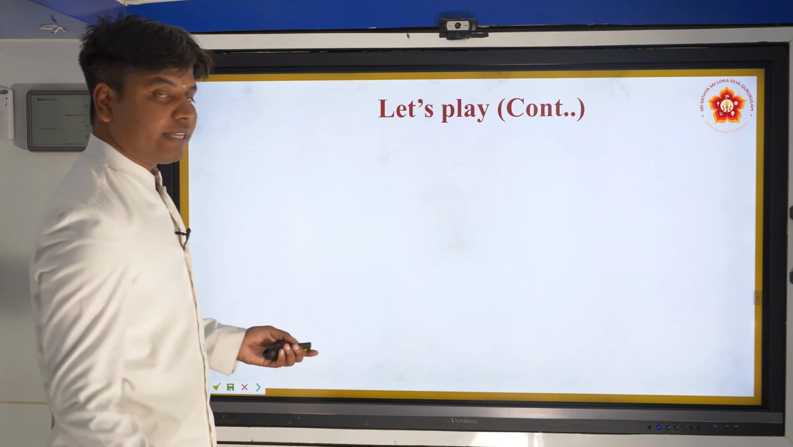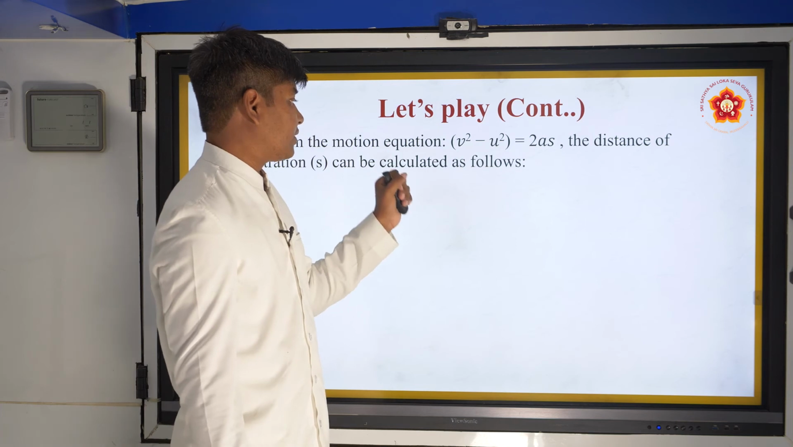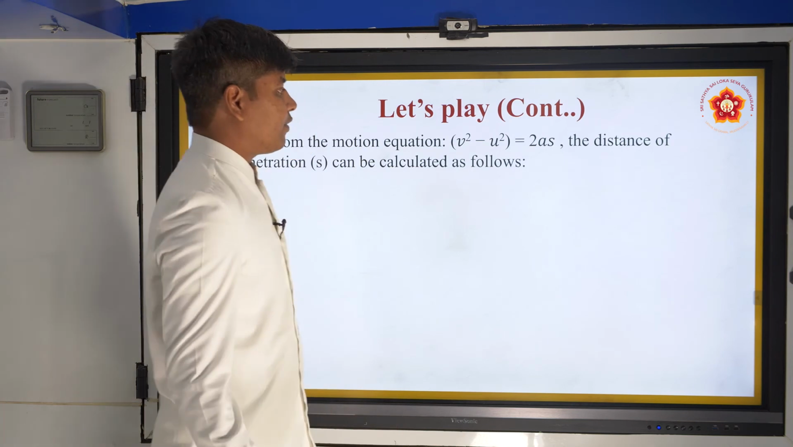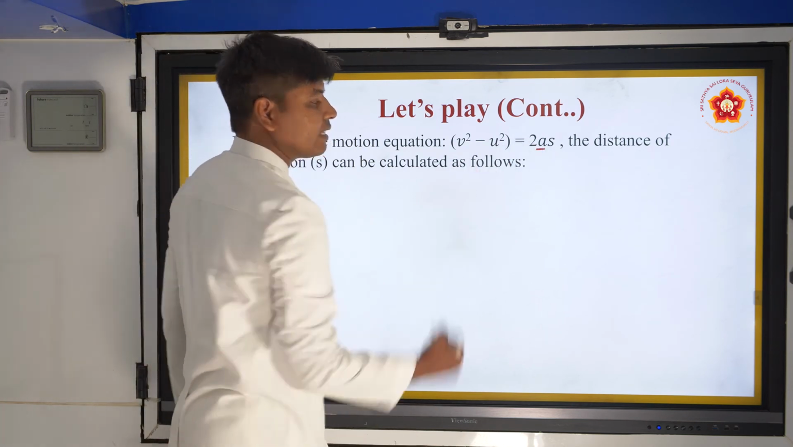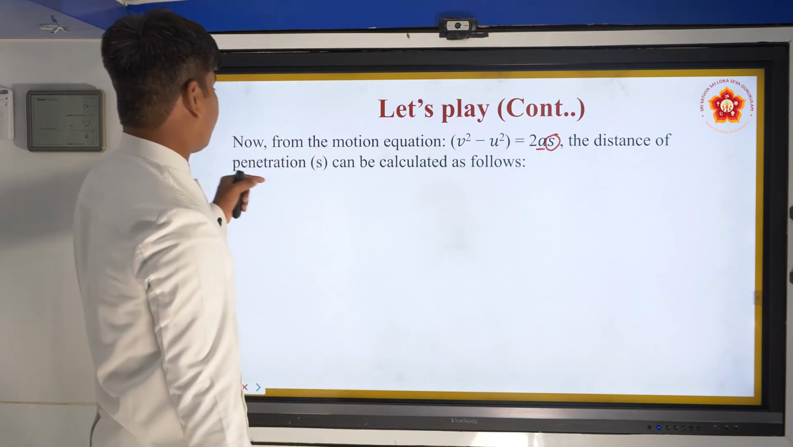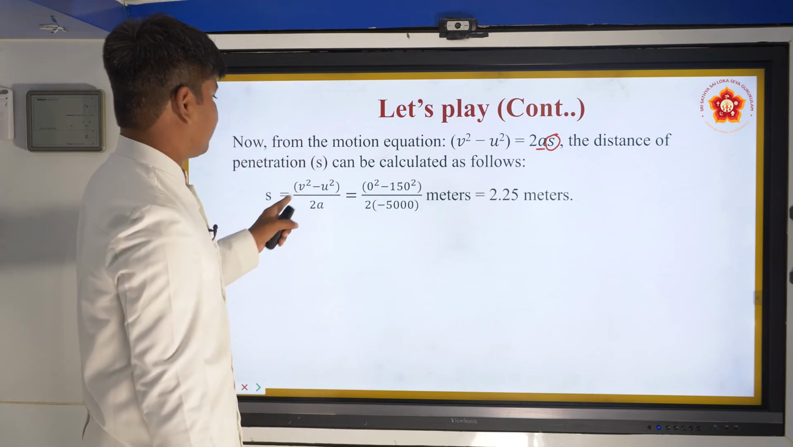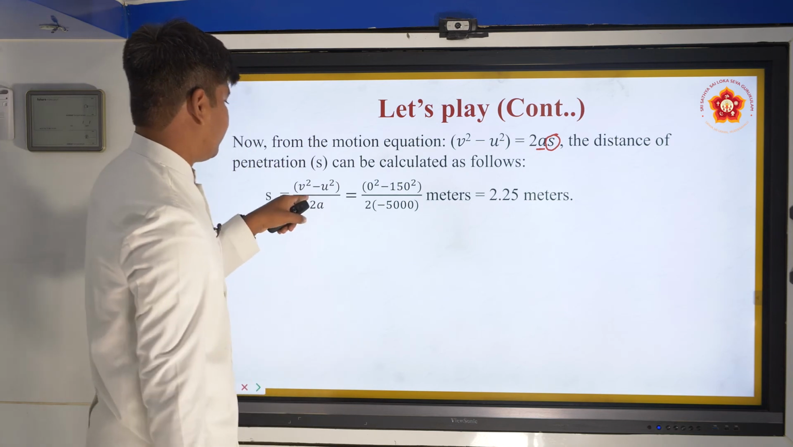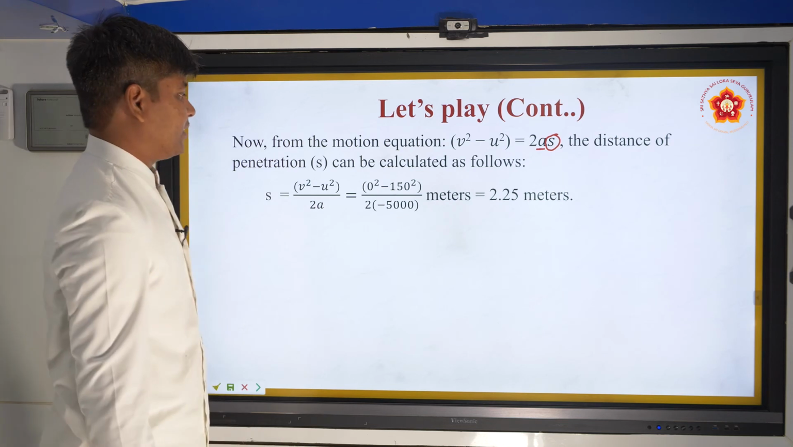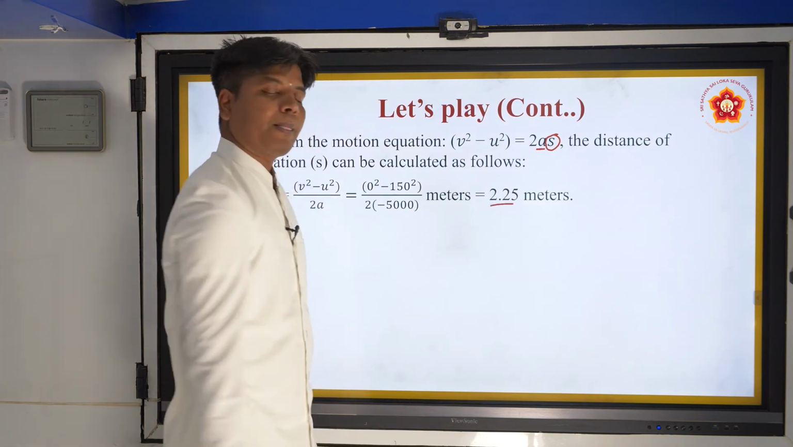Once you know the acceleration, the next thing is, from the motion equation, v square minus u square is equal to 2as, right? This equation we use. Why? Because we know the acceleration, and the only unknown is s. So the distance of the penetration s can be calculated as follows. From this you can easily get this equation. If you simplify this, you will get 2.25 meters. So substitute all the values, and the result you will get is 2.25 meters.